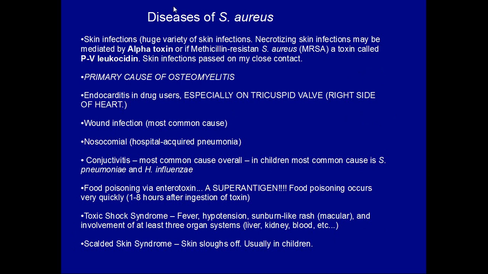So specifically, what diseases do you need to know that S. aureus causes? Well, it causes skin infection, and it causes a lot of skin infections. I'm not going to get into the specific types. If it causes necrosis, it can be due to the alpha toxin, especially if it's in a wound, or if it's from MRSA, it can be because of this other toxin called PV leukocidin. I think this is extremely low yield and will probably not show up, but I guess who knows. And you can pass skin infections on by close contact.